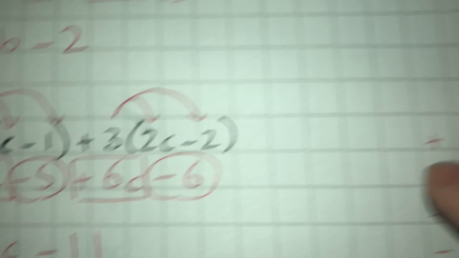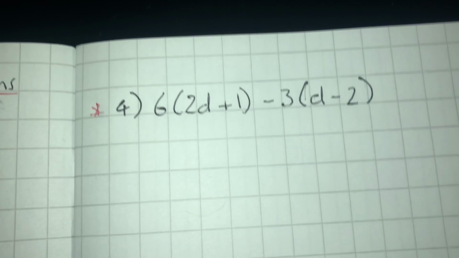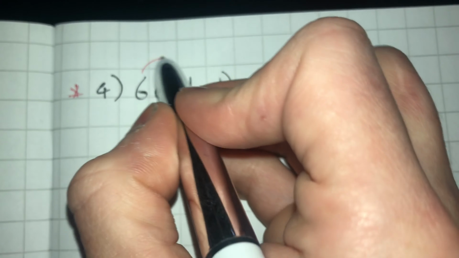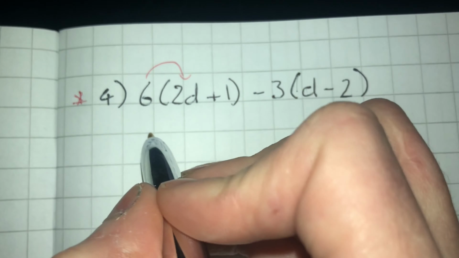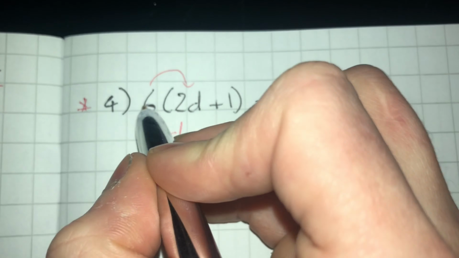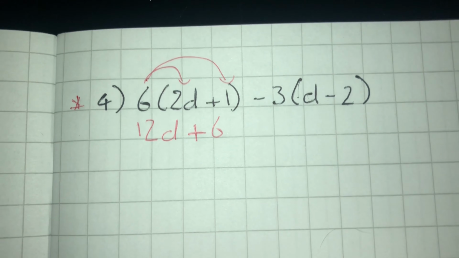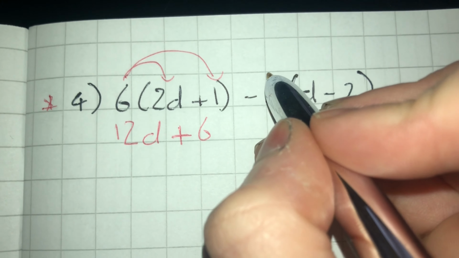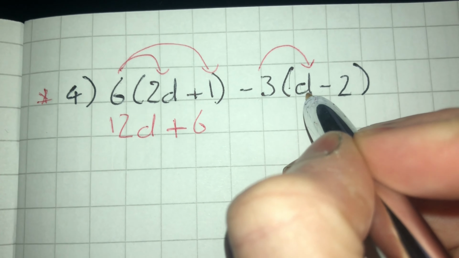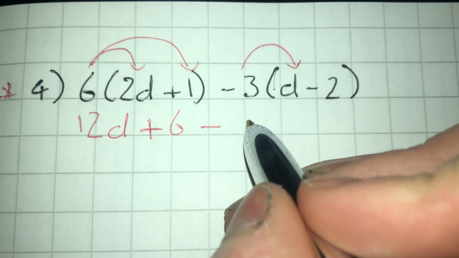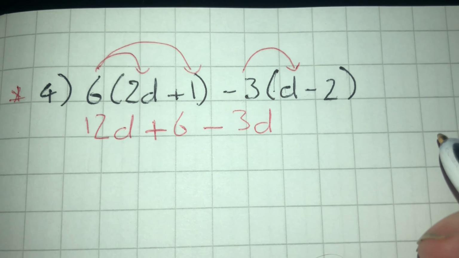All right. Moving on to our fourth example, and it's just something to keep an eye out for. So multiply both terms inside the bracket again by 6 this time. 6 times 2d is 12d. 6 times 1 is 6. Everything's positive in this bracket, so it stays positive. Okay? Next bracket, I've got minus 3 times positive 1d. So minus times a positive gives us a minus, so this is going to be a minus. So minus 3d.